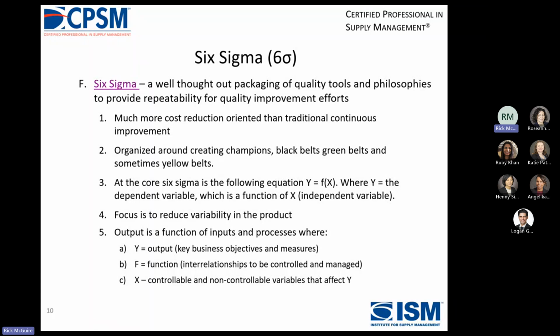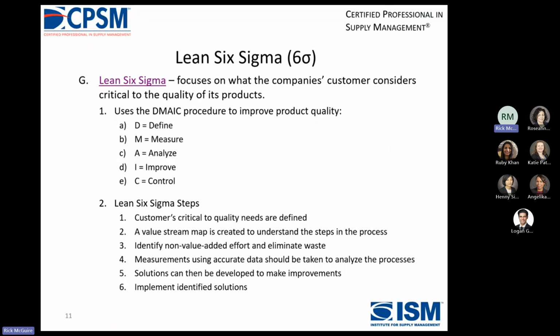And then you've got Lean Six Sigma, which focuses on what customers consider critical to quality. So both Lean Six Sigma and Six Sigma use this DMAIC process. But in Lean Six Sigma, you determine what the customer's critical to quality needs are first, and then you do a value stream map and identify the waste. And then you go into Six Sigma and the accurate data measurement to reduce variation. So that's Lean Six Sigma, kind of combines the two.